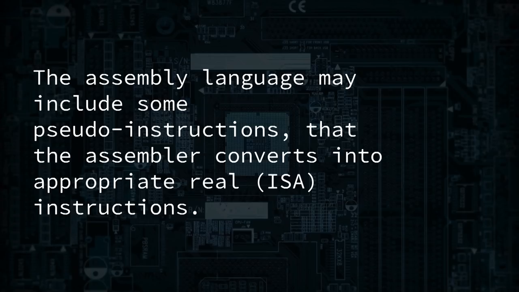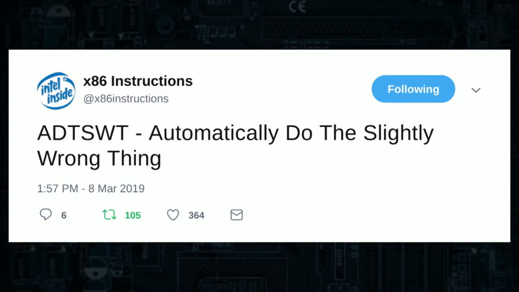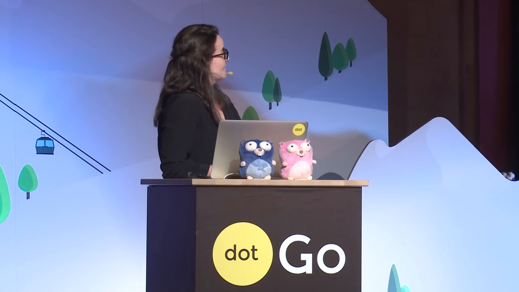The one that most people seem to be familiar with is x86. And this is one of my favorite Twitter accounts, and I'm kind of mad that I didn't think of it myself, to be honest. They take the abbreviations of the x86 instructions and they just make up things for them. So this one's automatically do the slightly wrong thing, which is probably an actual instruction based on the behavior of x86. The other interesting thing about x86 is that no one really knows exactly how many instructions there are. If you get an Intel x86 manual these days, it's this big, 5,000 pages. So it's really unwieldy to deal with, which is kind of where RISC-V comes in.